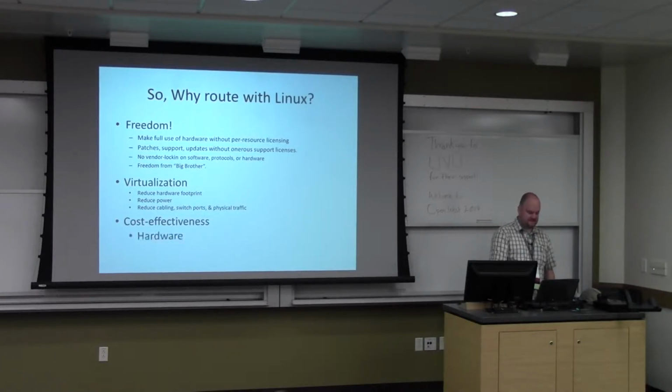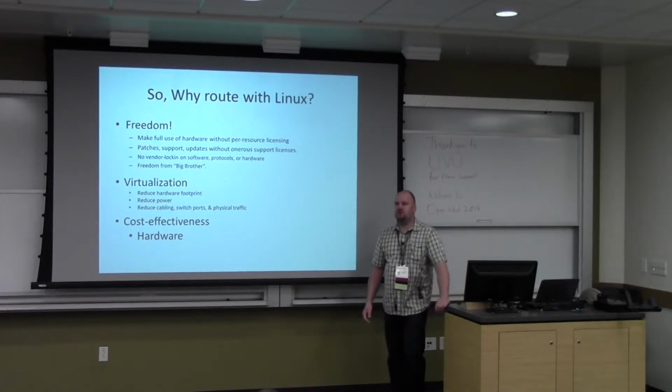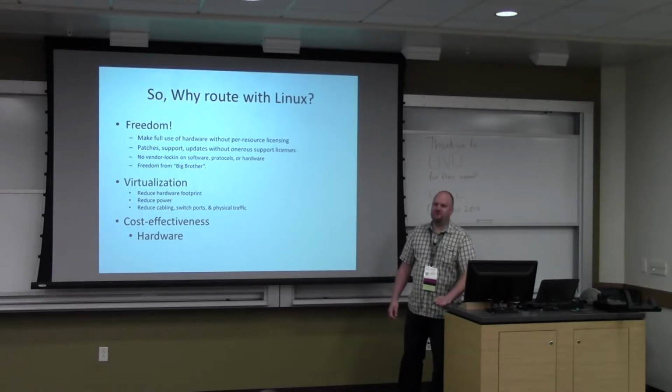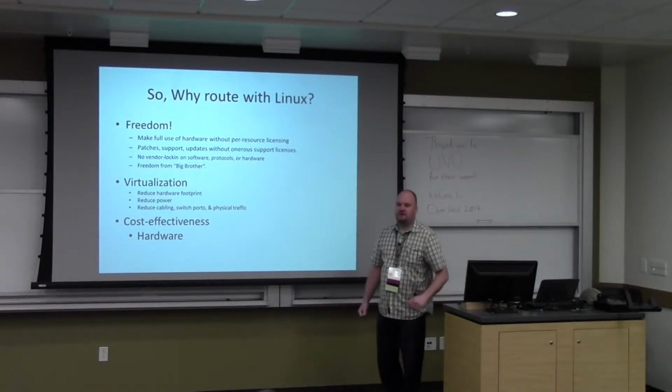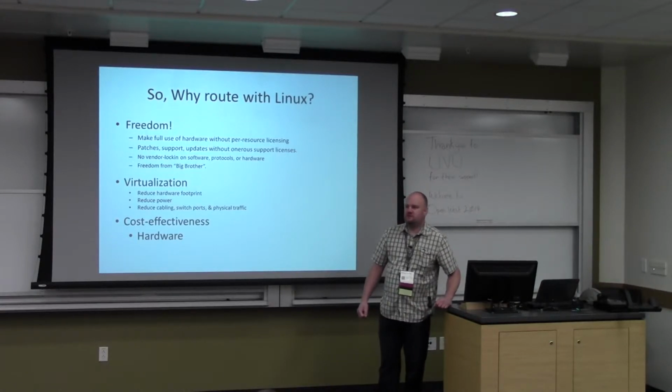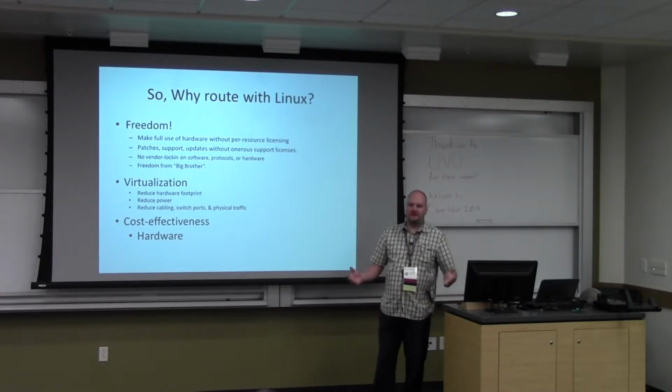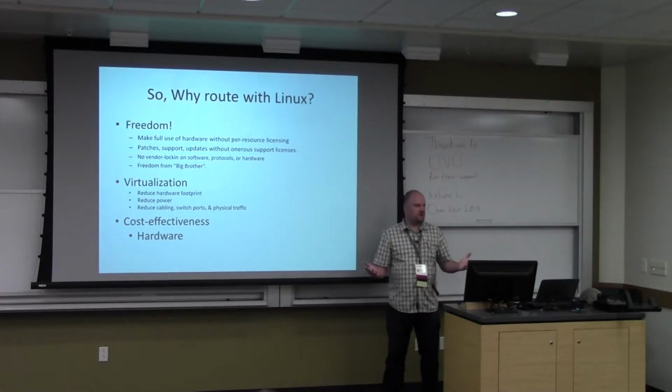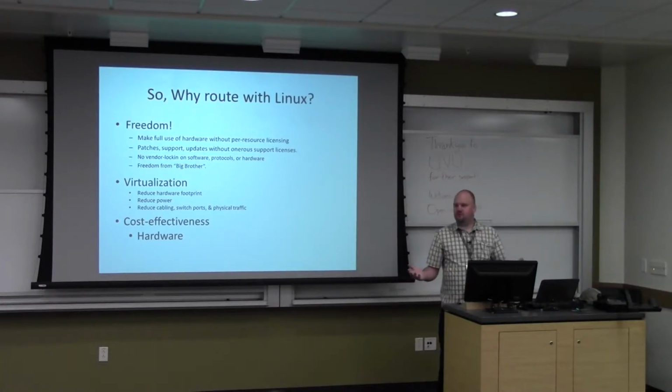Cost effectiveness. Hardware. Again, like I said earlier, you go to your network team and you say, I need to route 5 gigs and 5 million packets a second. They say, okay, well, what's your budget? You better have 6 figures. Well, fair enough. But the hardware to do that with a Linux machine is in the 4 figures. Anybody here who's priced out any Cisco gear, any Juniper gear, any Brocade gear, it's expensive.